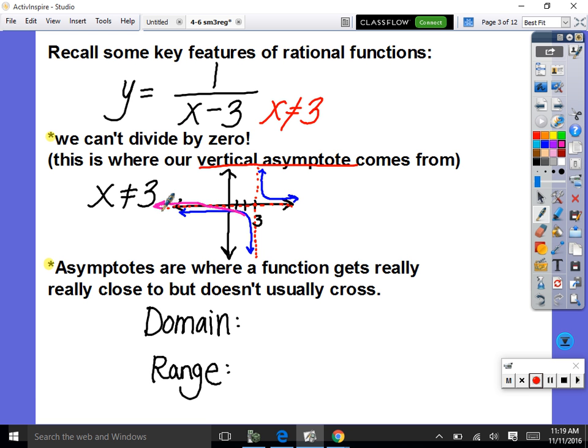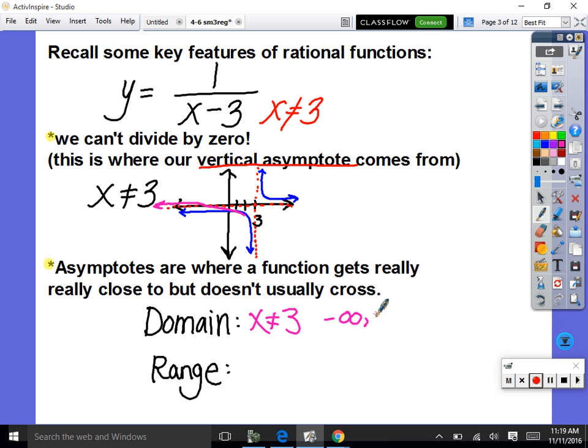Okay, so what is our domain? It has everything to do with our asymptote. So domain is left and right. So you would say domain is x cannot equal 3, correct? In interval notation, that would be from negative infinity up to 3, from 3 to infinity.